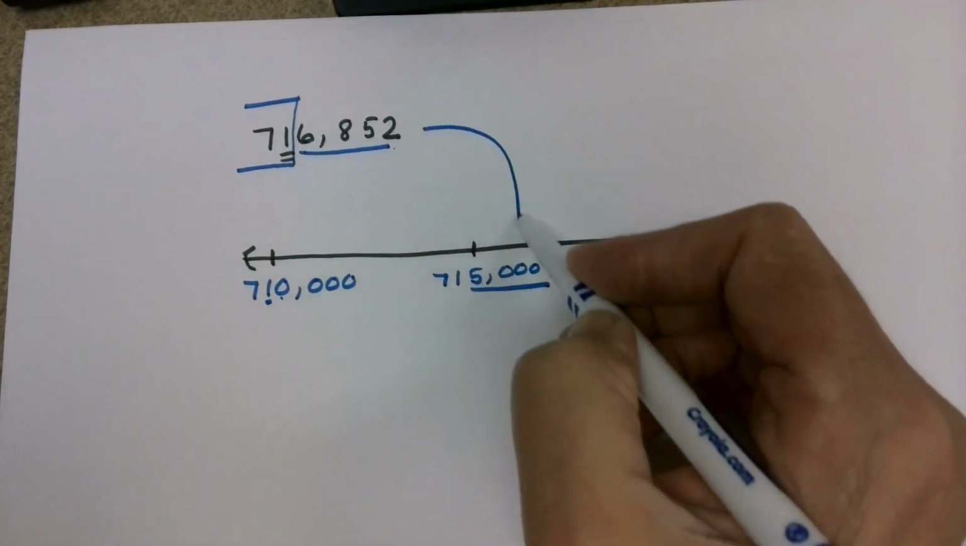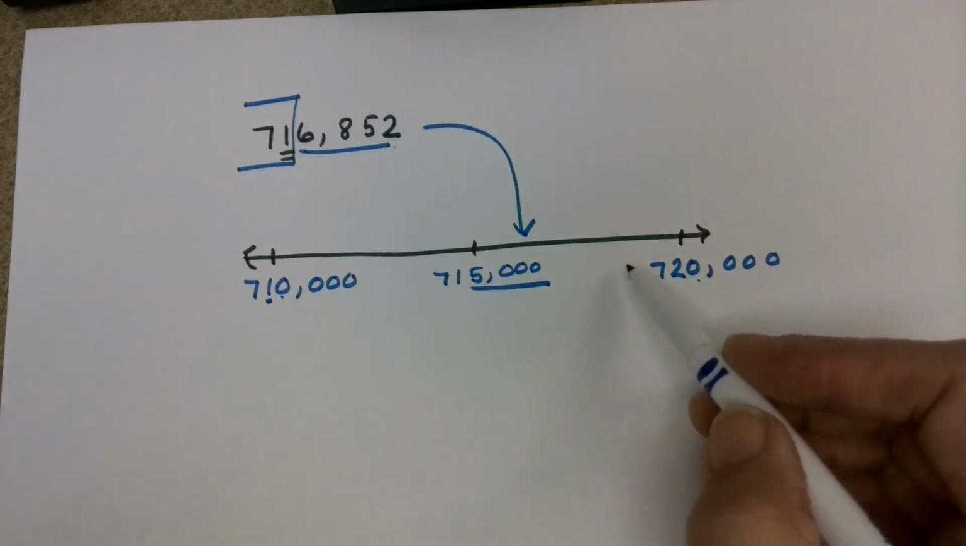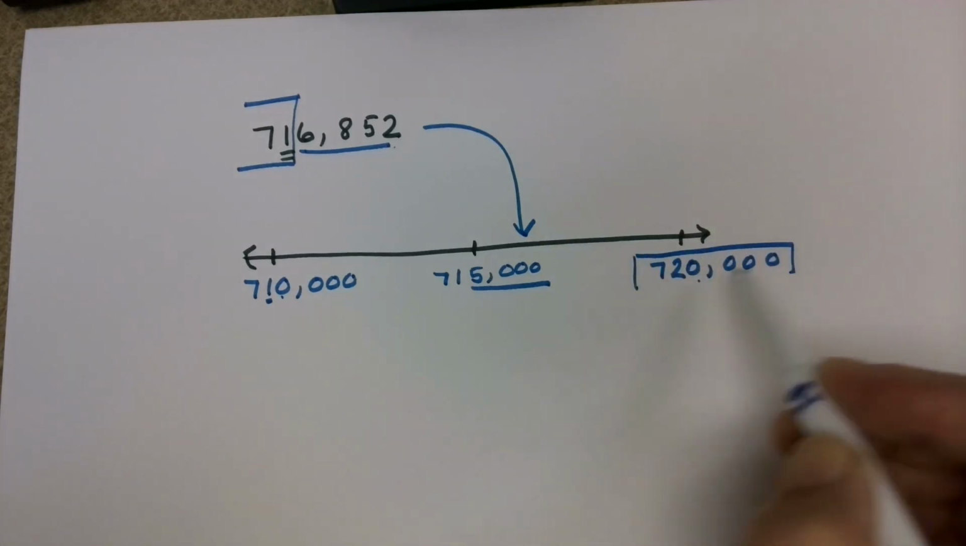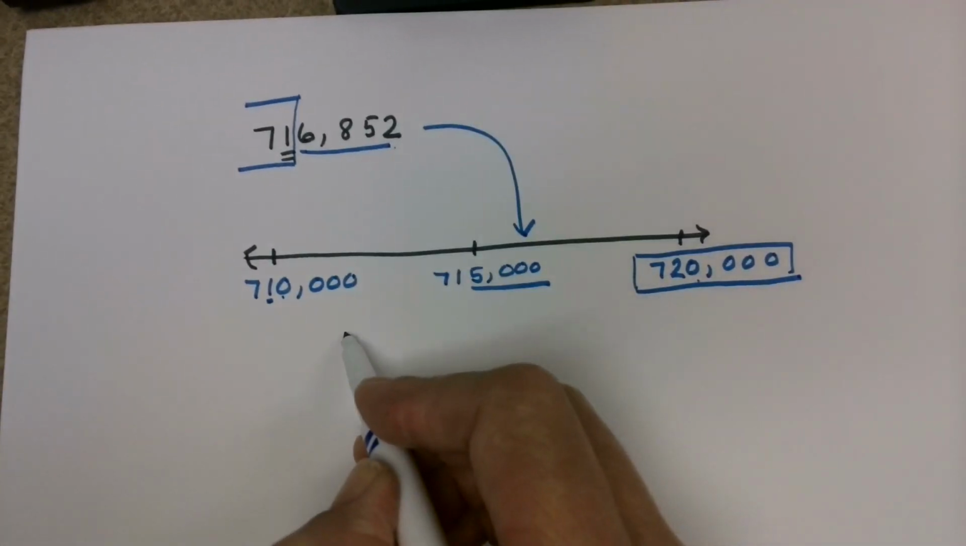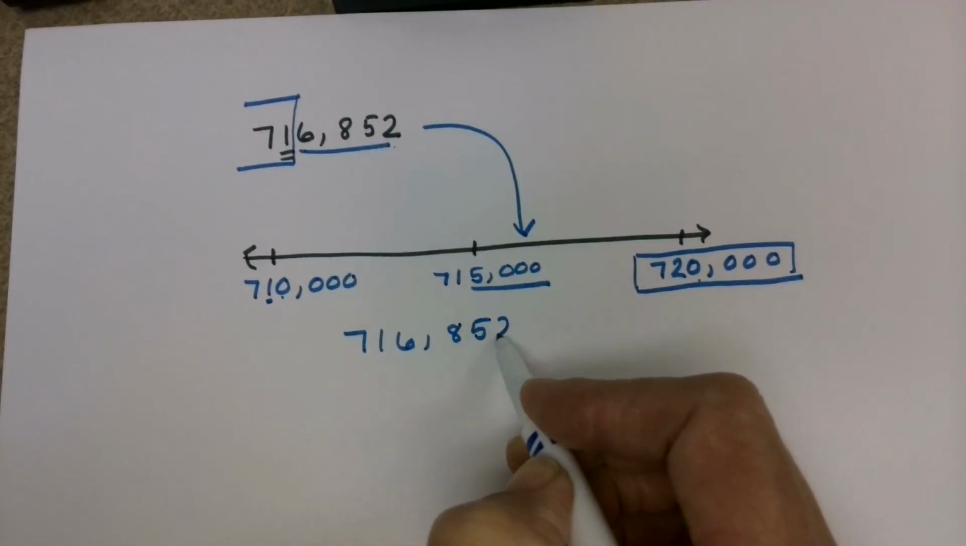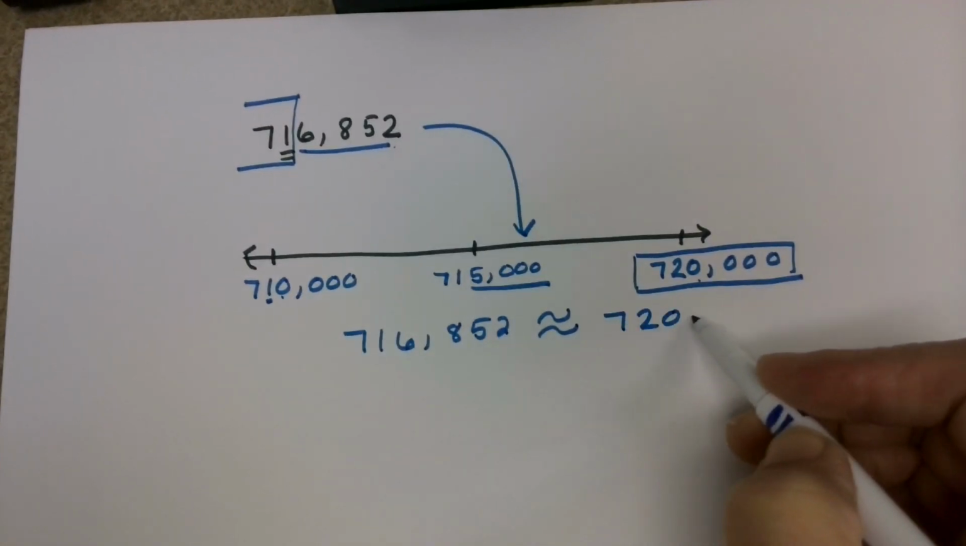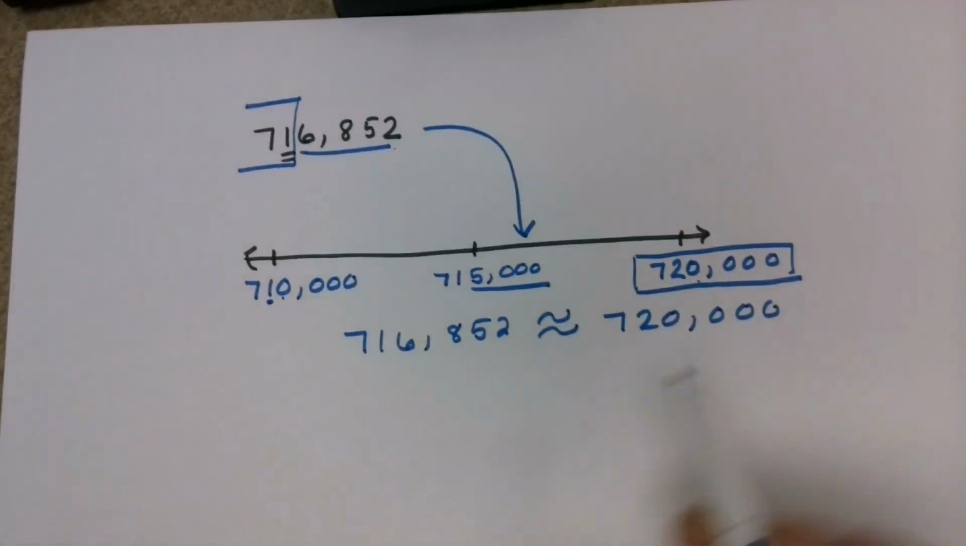So I see that 716,000 is going to fall to the right of the midpoint. And when it falls to the right of the midpoint, it takes the higher value. So I know 716,852 is about the same as 720,000.